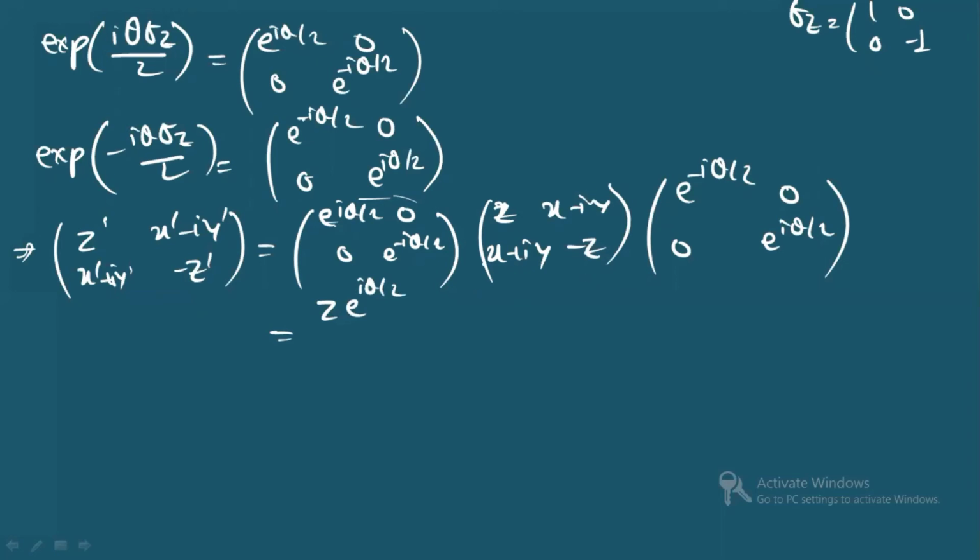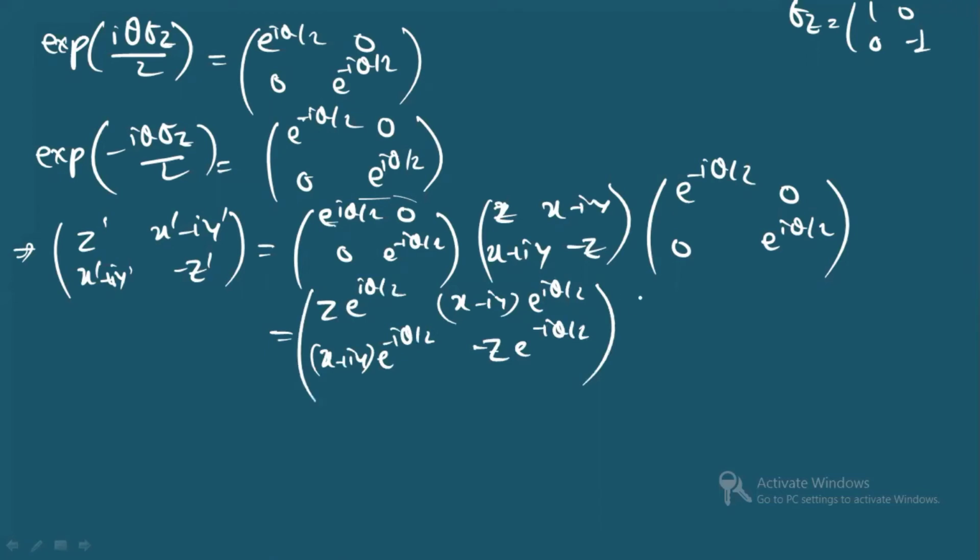Again, when you do this side, it will give you what? x minus iy e to the power i theta by 2. Again, we will do, you will get x plus iy e to the power minus i theta by 2. Again, the last term will give you minus z, right? e to the power minus i theta by 2. Clear? And this last matrix I'm keeping as it is, e to the power i theta by 2. So cross multiplication, yes or no? This is what you will do, but before doing that, multiply this also, so that it will become easier.